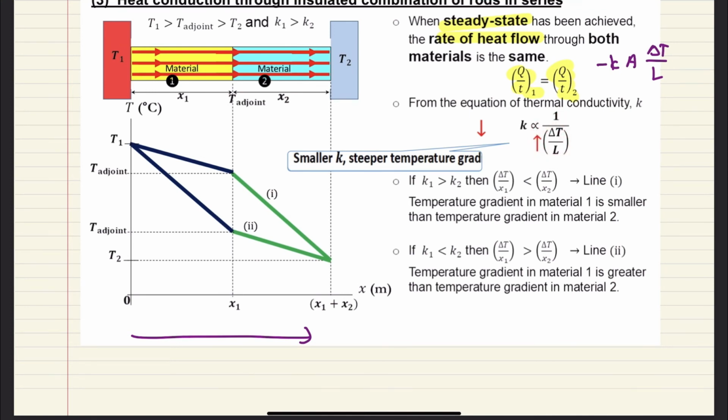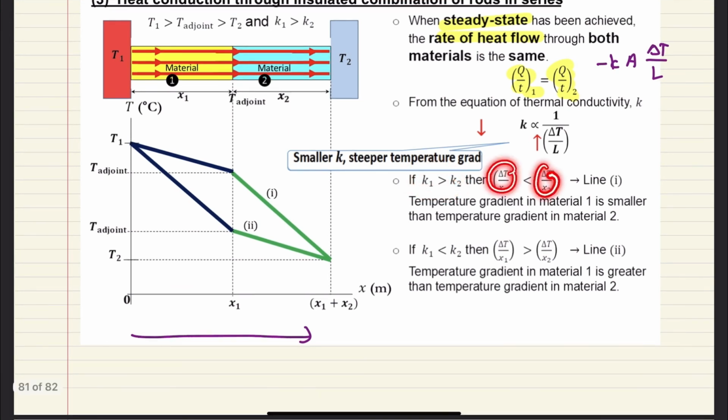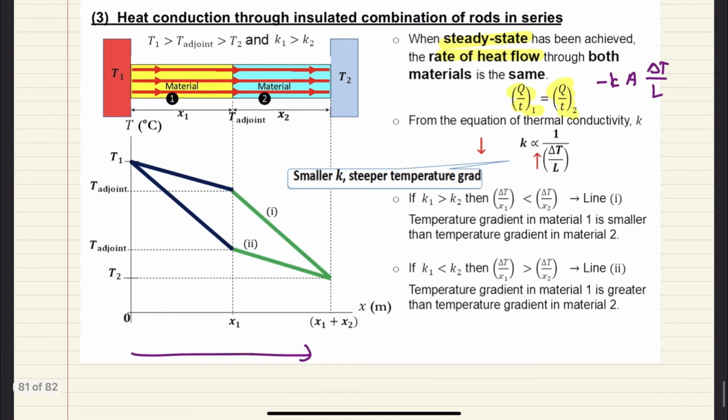Okay, example over here, let's say for this one. So let's say we compare material 1 and material 2, where K1 is less than K2. Because it is inversely proportional, that means delta T over X is bigger. So that means over here you have a steeper gradient compared to that one. Okay, and then if you have K1 bigger than K2, that means this one is smaller. The temperature gradient for material 1 is smaller, so less steep, more steep. It's the other way around.